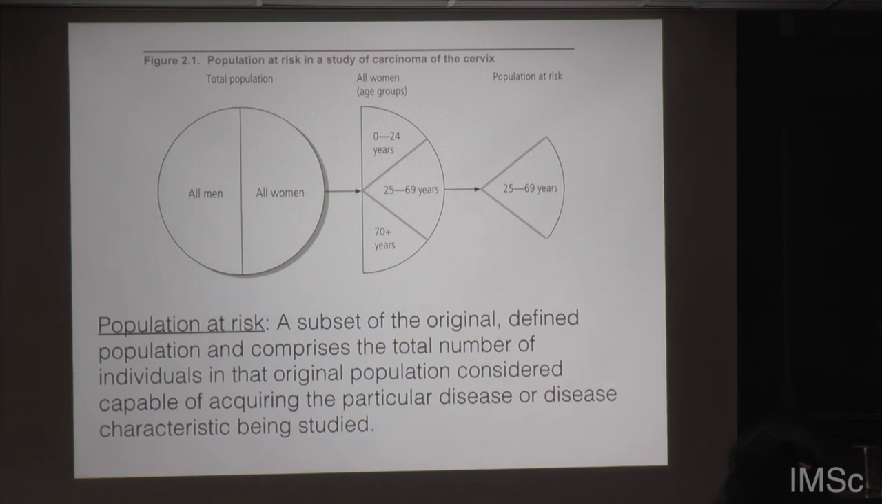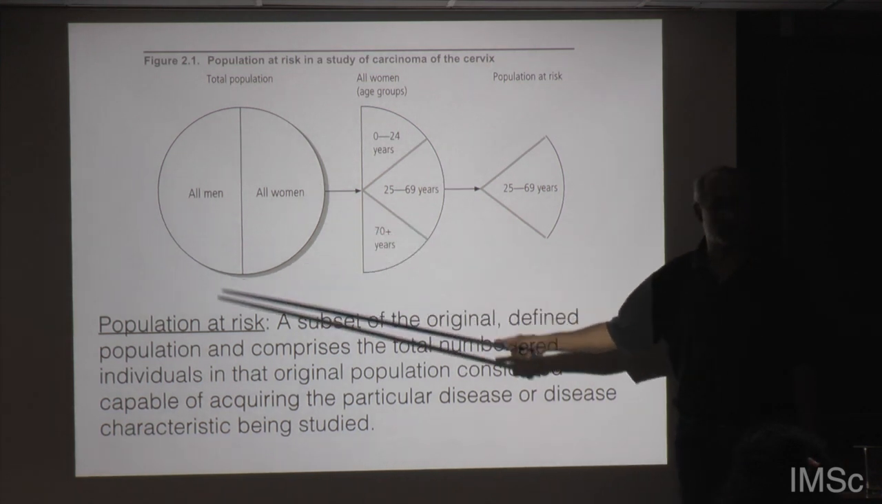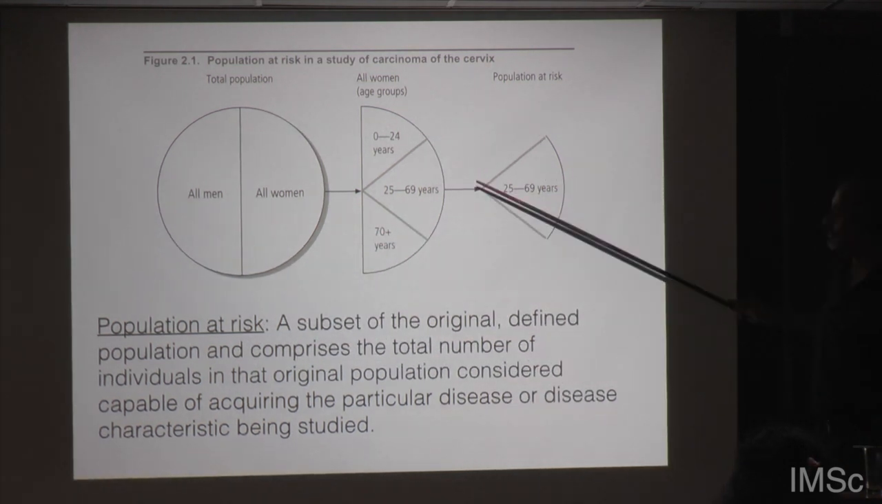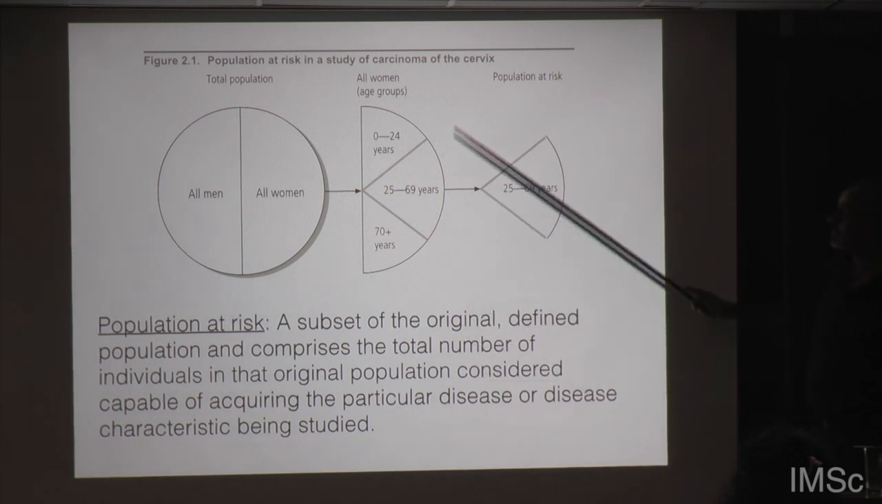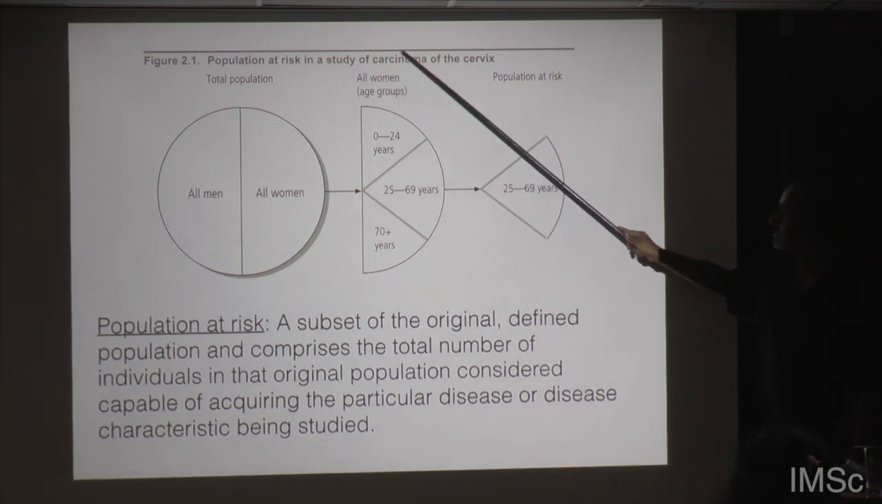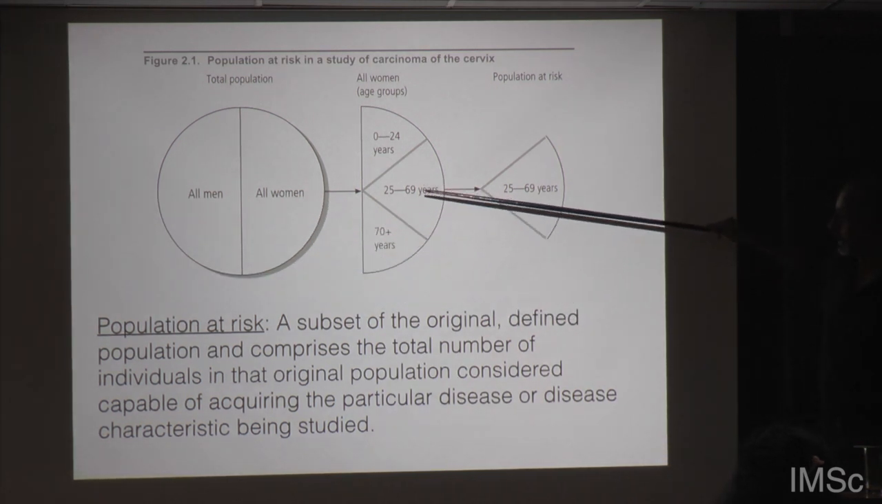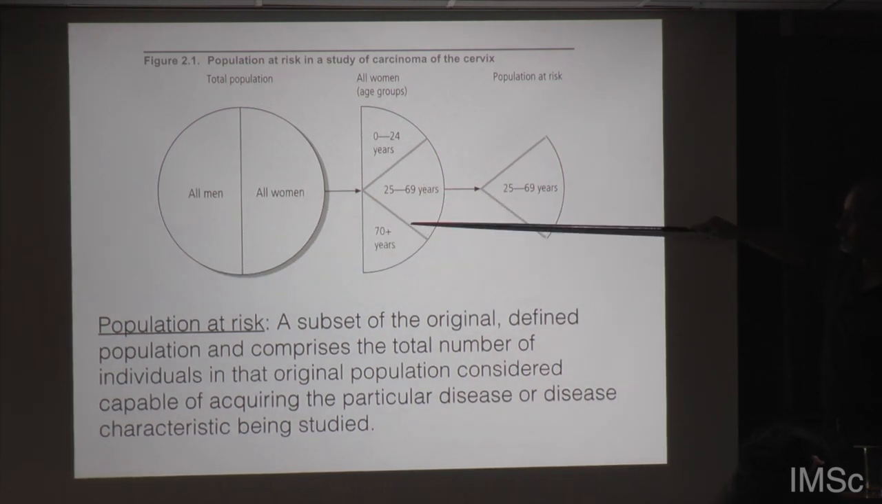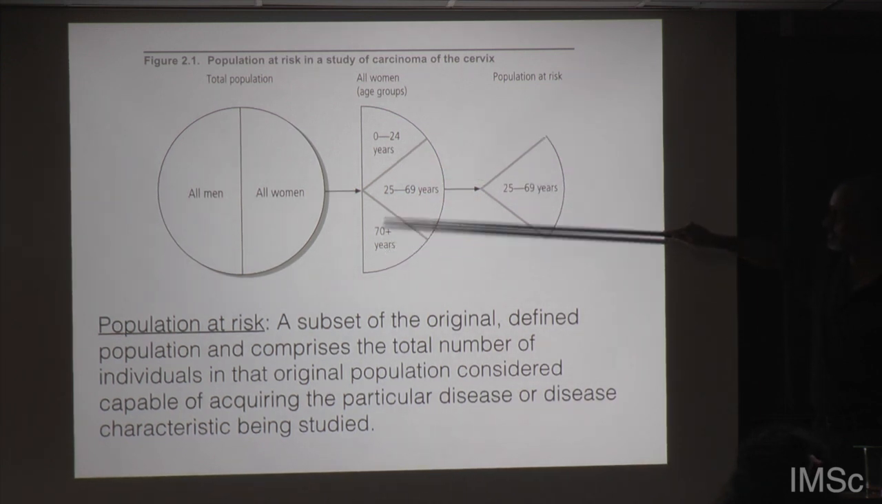Here's another useful term, and that's called a population at risk. And that is, take the total population and identify out of that only the population that is at risk of a particular disease. For example, if you wanted to study the carcinoma of the cervix, you would remove all men from that total population, and you would look at women who are between the ages of 25 and 69 years, because typically this carcinoma doesn't affect 70 plus years, it doesn't affect 0 to 24 years.